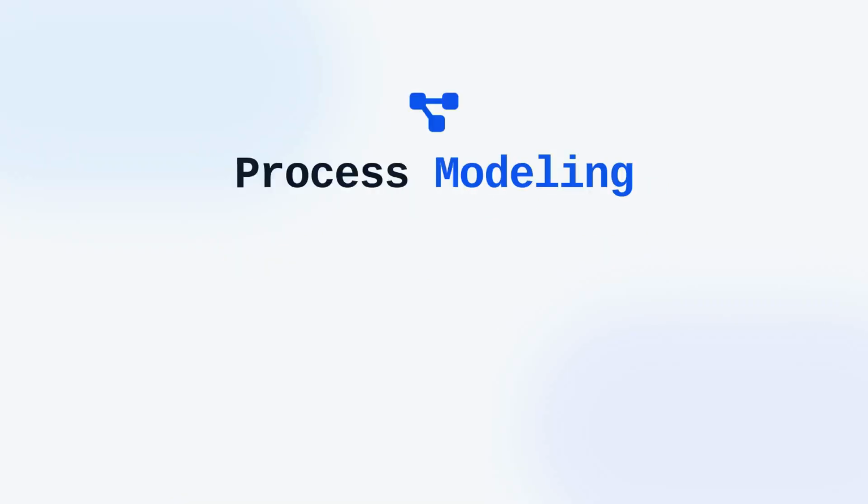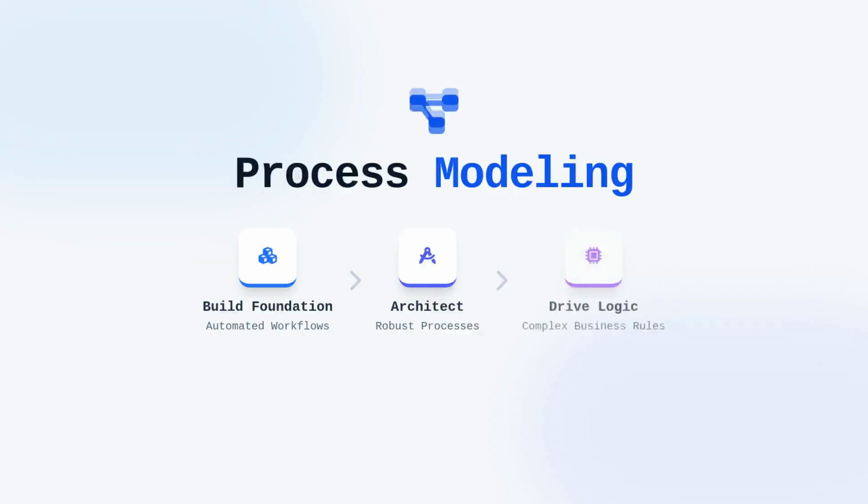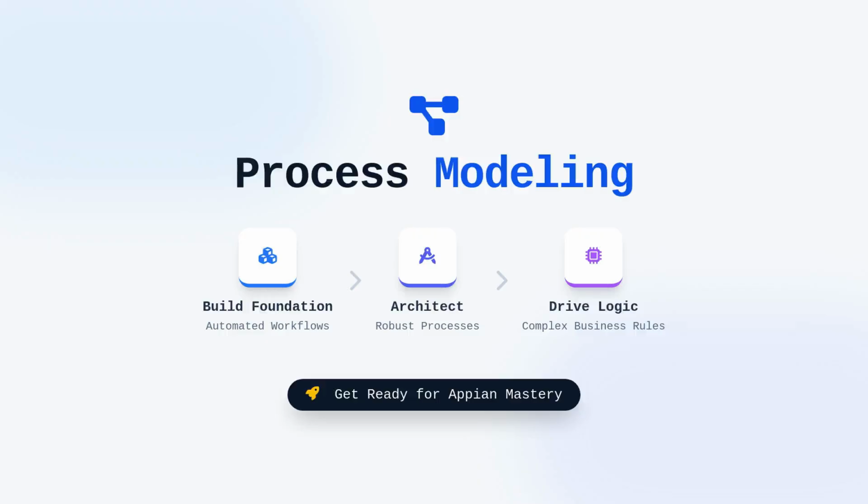Welcome to the Process Modeling chapter, where we will build the foundation for your automated workflows in Appian. By the end of this section, you will be fully prepared to architect robust processes that drive complex business logic. If you are looking to master the art of business process management, this course is your definitive roadmap to becoming an Appian Certified Associate Developer.